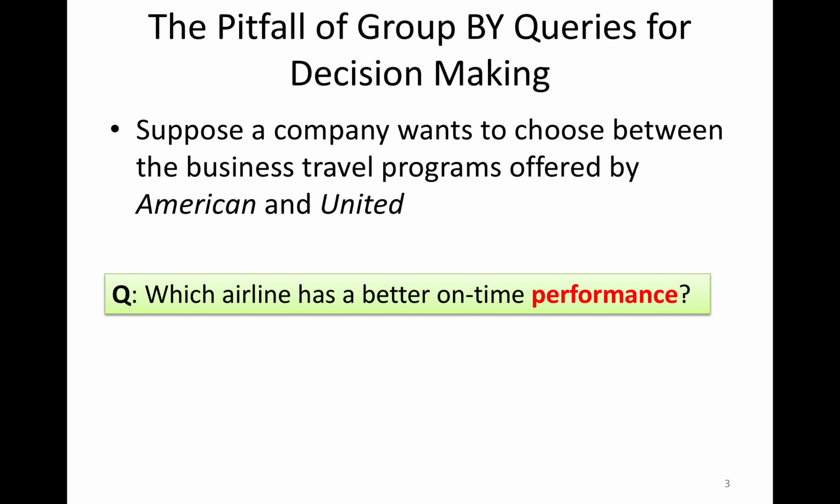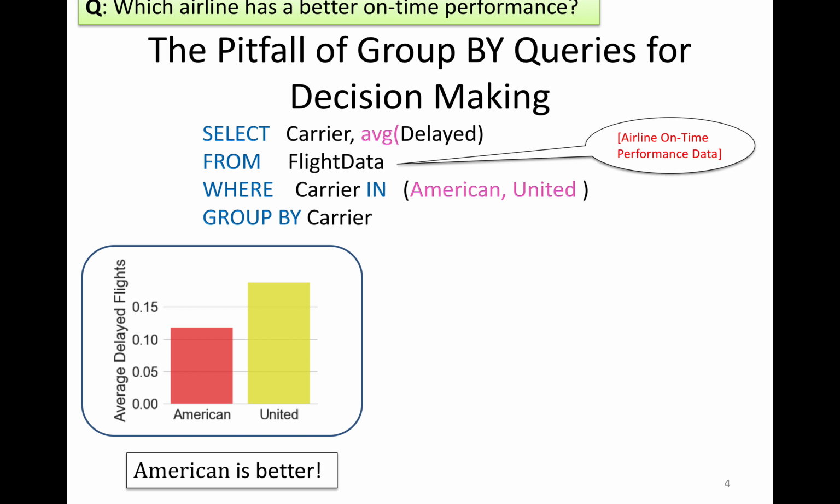Suppose a company has many business travels from four particular airports and would like to choose between business travel programs offered by either American or United Airlines, depending on which one has a better performance in terms of on-time flight. The knowledge worker does some simple data analysis. Here, she writes a SQL query that computes the average delay, once for American and once for United Airlines. The bar diagram on the left shows the result of this simple query.